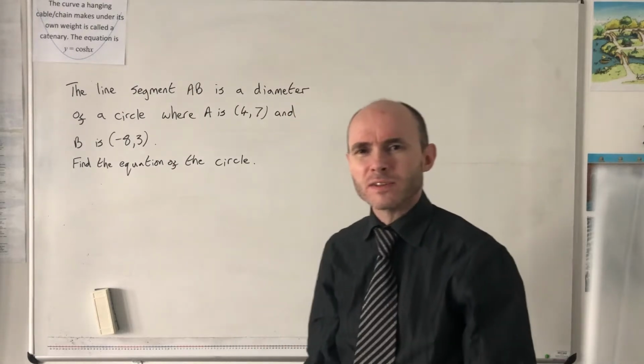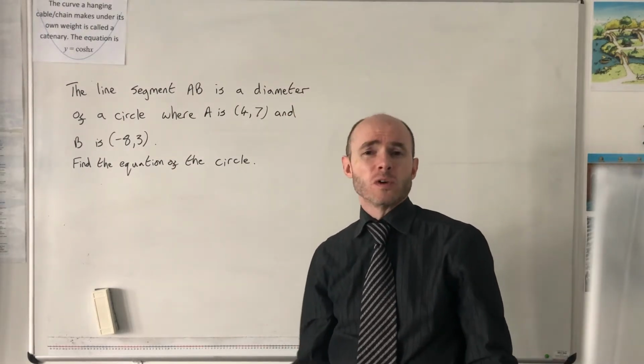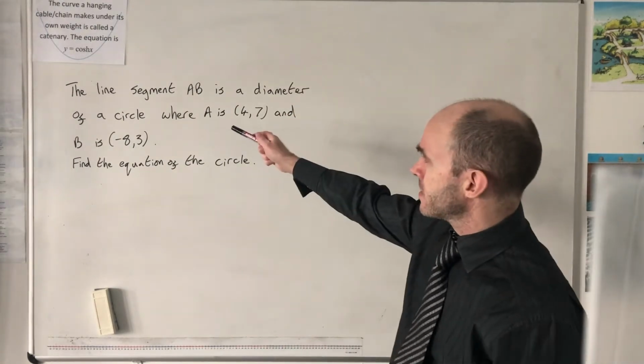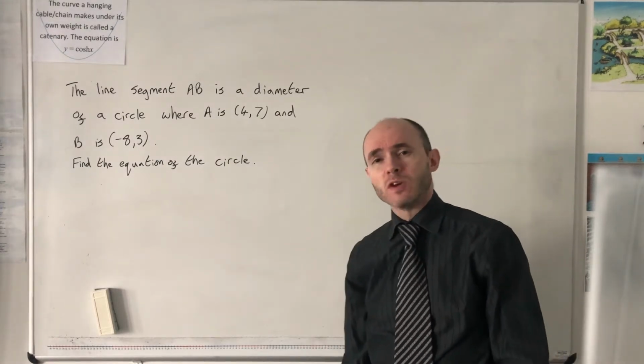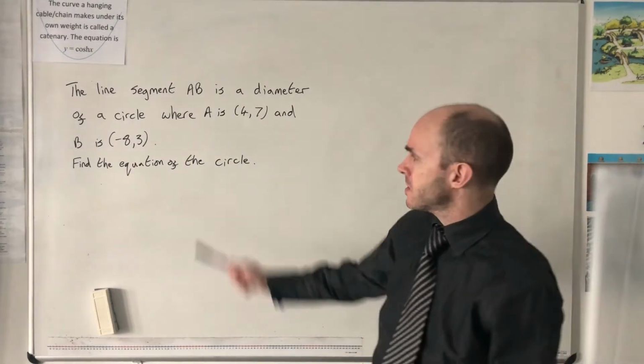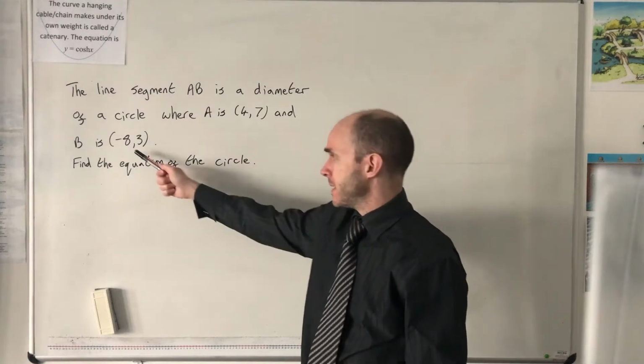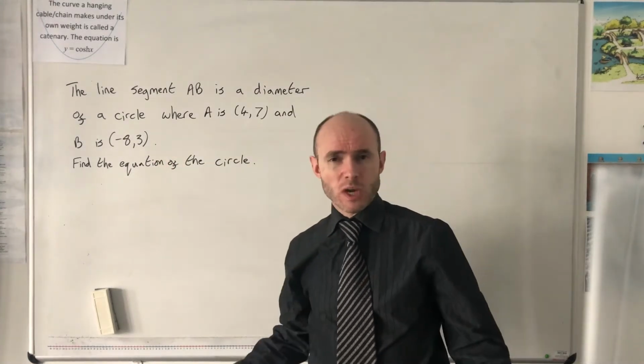All right, I'm just going to take you through a couple of examples then involving circles. So the first example is this. The line segment AB is a diameter of a circle. Coordinates of A and B are given. So A is 4, 7, B is negative 8, 3. Find the equation of the circle.